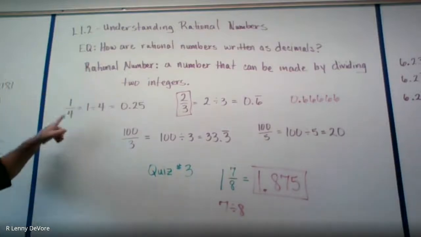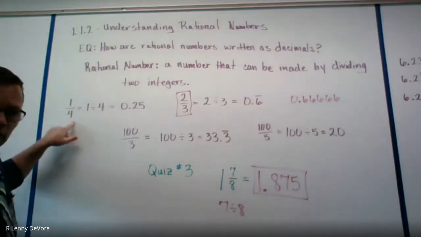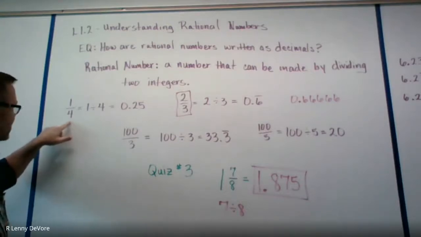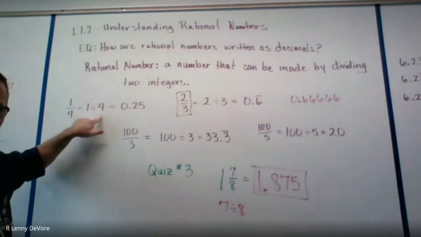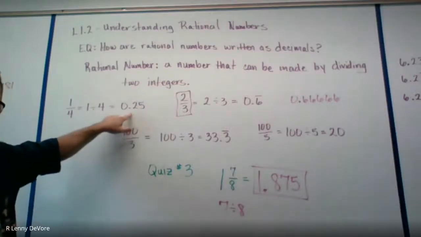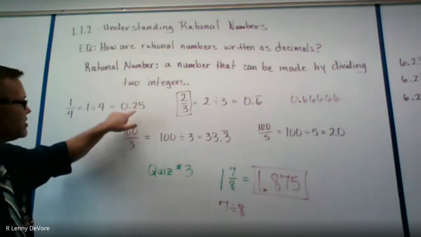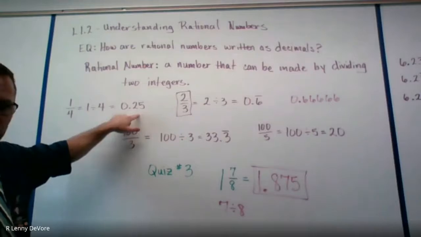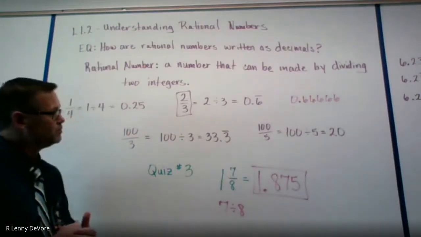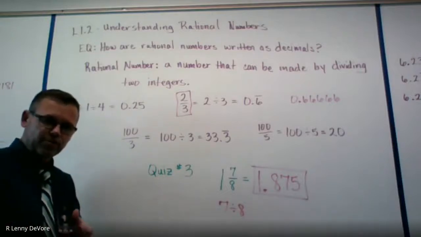First of all, we have 1/4. You can probably just see my finger, but you can see the board at least. This turns into 1 divided by 4. If you take a calculator and do it, this equals 0.25, or 0 and 25 hundredths. This is what's known as a terminating decimal. When you punch it into your calculator, it gives you an exact answer. That is a rational number.